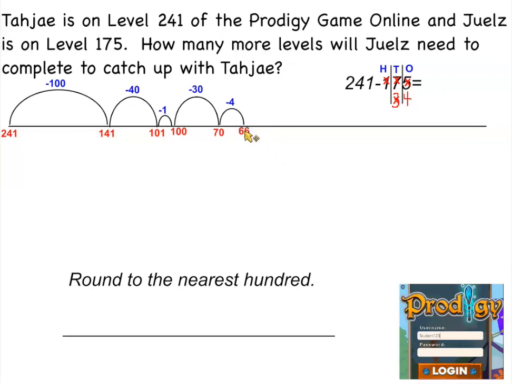Now, I don't know about your teacher, but I'm forever on my students about making sure they label each hop and put the operational symbol. Because did you see what happened? It's so easy to count the wrong thing when you're not thinking and seeing things correctly. So you have to be careful, especially on the number line. So our final answer is that 66 more levels is what Jewels is going to need to catch up with Tajay.